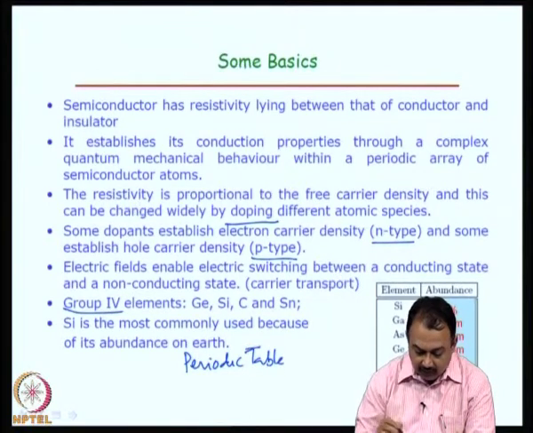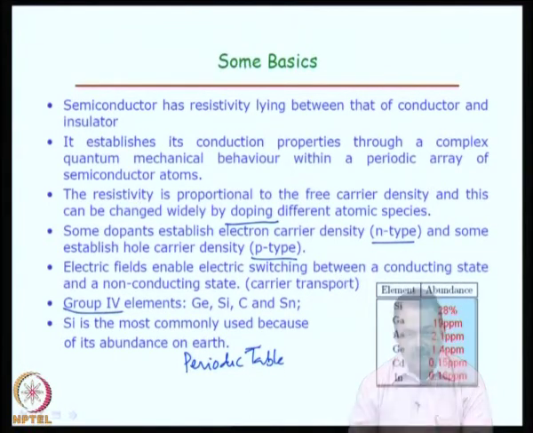Now, if you look at the periodic table, you have group 4 elements: germanium, silicon, carbon and tin. Silicon is the most commonly used material for semiconductors, and it is also abundant on earth. If you look at this table here, silicon abundance is very large, almost 28%, whereas other materials like gallium, arsenic, germanium, cadmium, indium are very low.